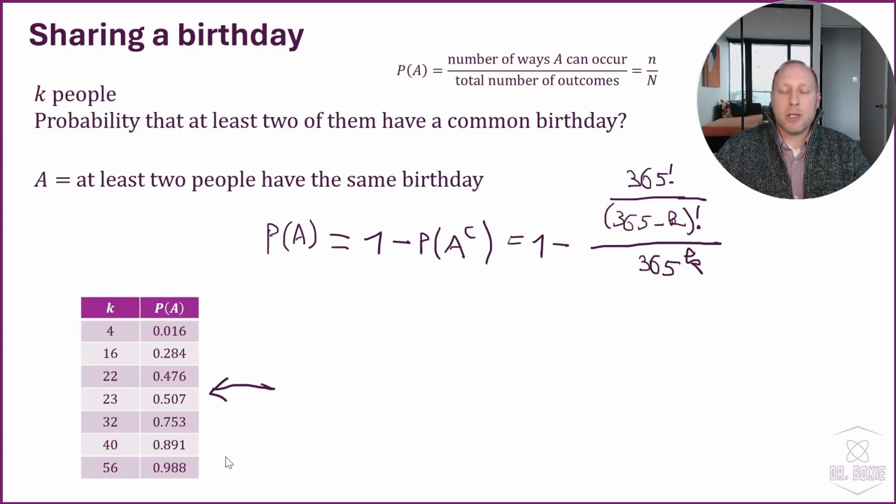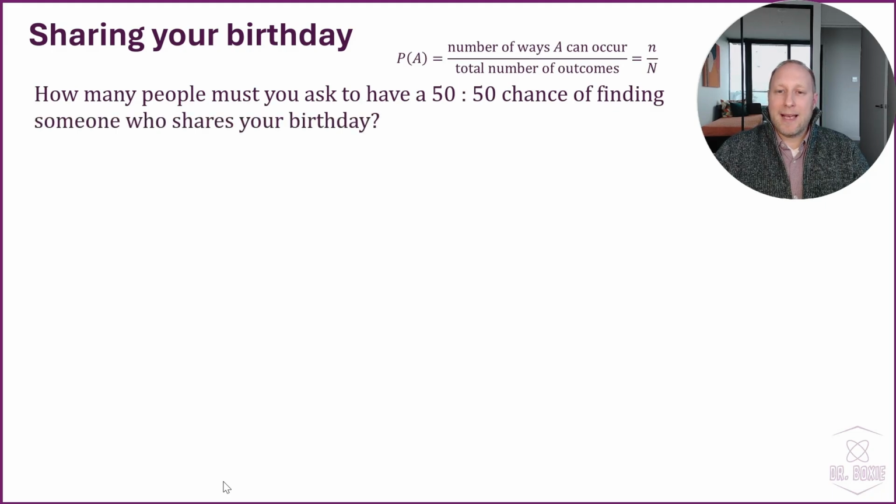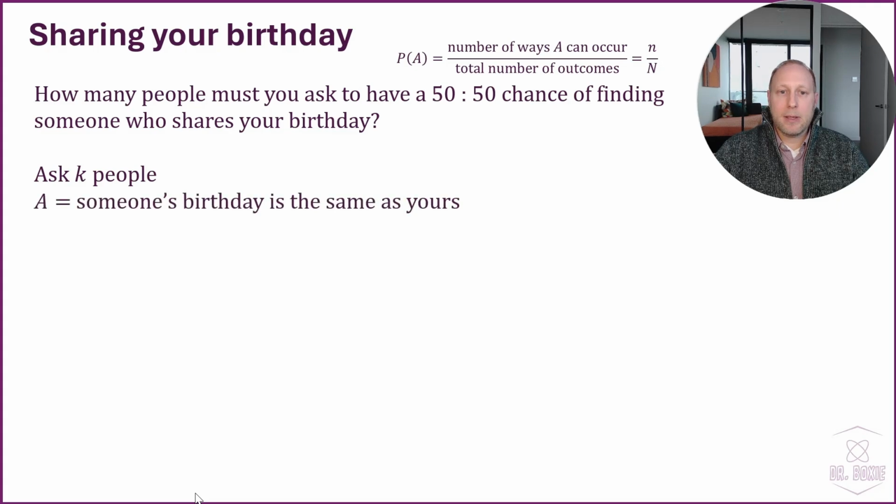But there is a slight variation of this question, which makes it even more interesting. And that is the following one. How many people do you have to ask before you have a 50% chance or higher of finding someone who shares your birthday? So once again, you are going to ask k people, and the event A in this case is that somebody shares your birthday. Now, once again, what I will do is calculate the probability that someone shares your birthday by calculating 1 minus the probability that they don't. So A^C is in this case the fact that nobody shares your birthday.